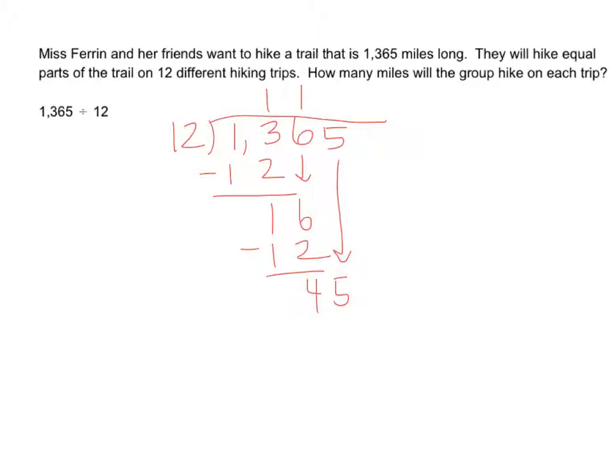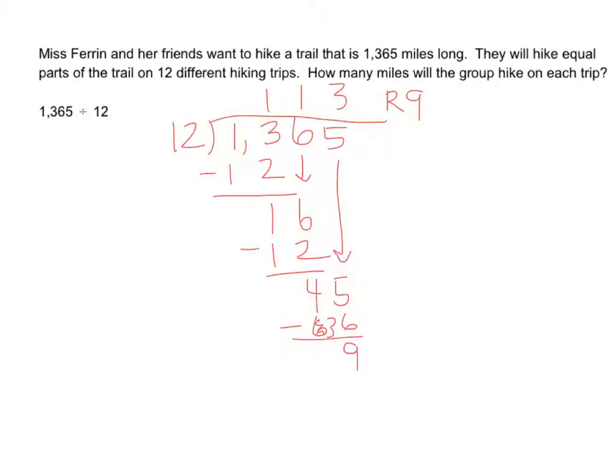Bring down 5. 12 will divide into 45 3 times. 12s we're probably familiar with. So 12, 24, 36, that's 3 times. Subtract. 3 times 12 is 36. And then that gives me 9 left over. So my quotient, how we're used to writing it, is 113 remainder 9.